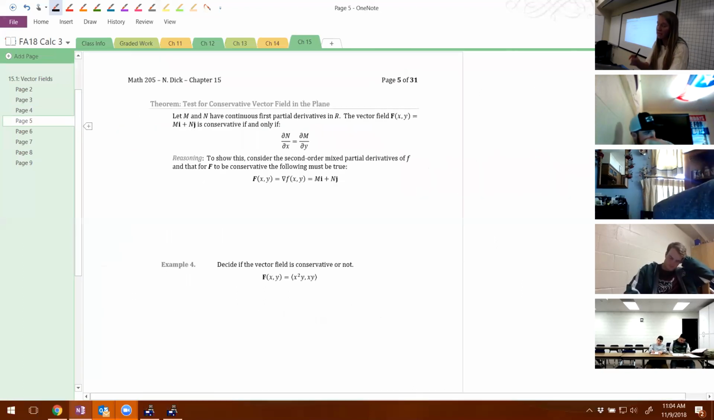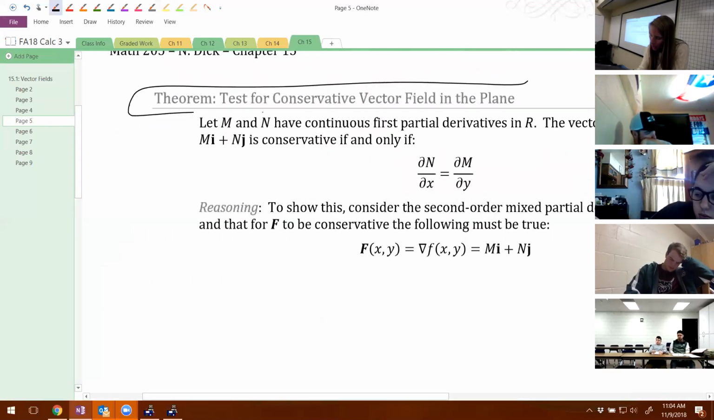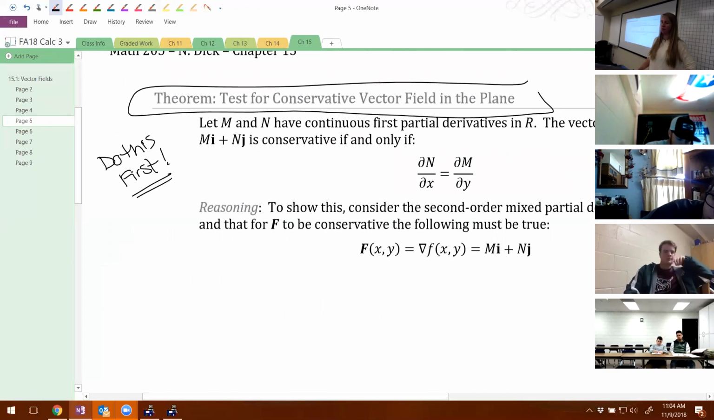But again, before we get to that, we should check to see if we should even bother doing this. So this is a very helpful theorem. Do this part first. Check to see if there's even a potential function that exists. If there's no potential function, you're just wasting your time. Sure, it's not difficult to integrate, but the less work we have to do, the better. And there are other properties conservative vector fields will have too, as we see later on.